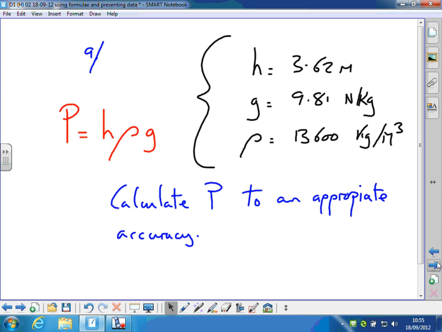Number 9, now you can use your calculators for this one. For those of you who weren't here last week, we did this last week, so they've got a head start on you. Calculate P to an appropriate accuracy, so remembering what we were talking about last week.